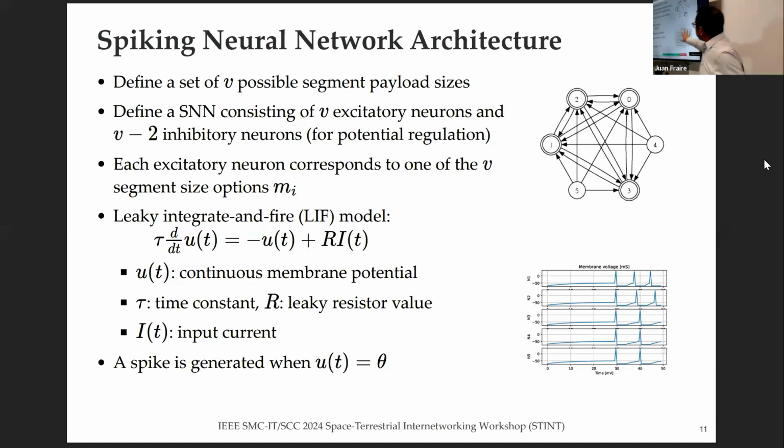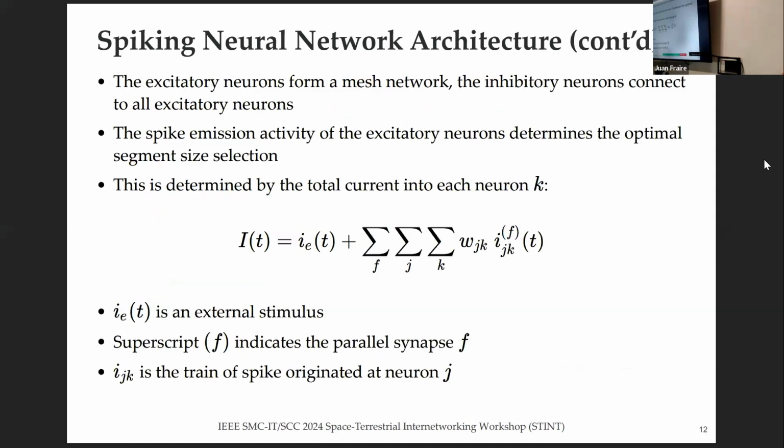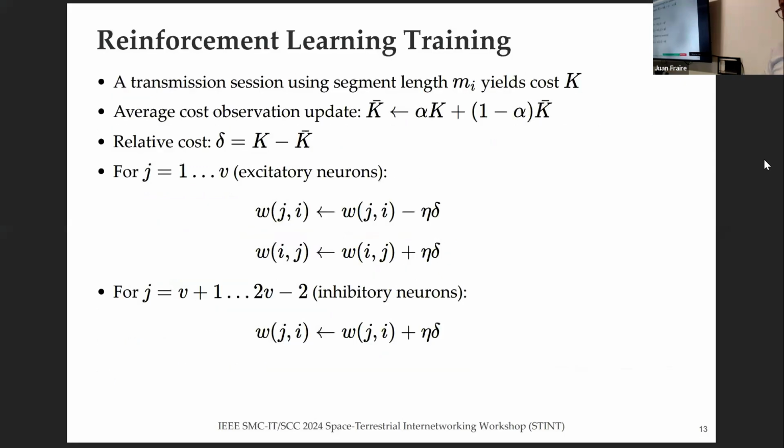I don't want to give a lot of details, but the idea is that these neurons communicate in the form of spikes, and the dynamics of the system are described as an electrical system by the equations that you see there. The solution of the equations tells us the spike-emitting behavior of these different neurons. Based on that behavior, we associate a decision on which segment size to use. There are some additional equations that I will skip in the interest of keeping the presentation short, but I'll be happy to discuss them later if you have any questions.